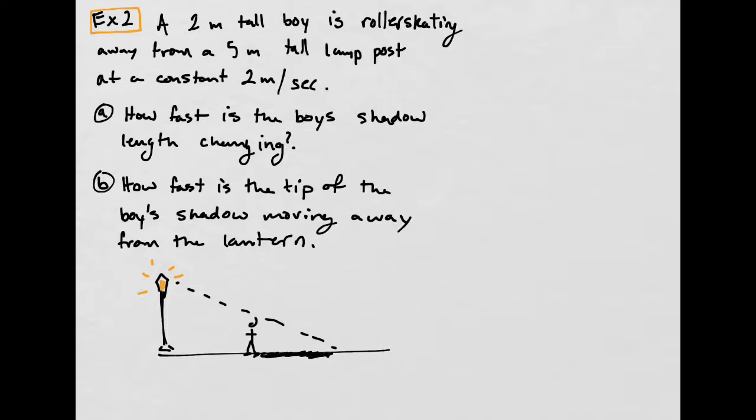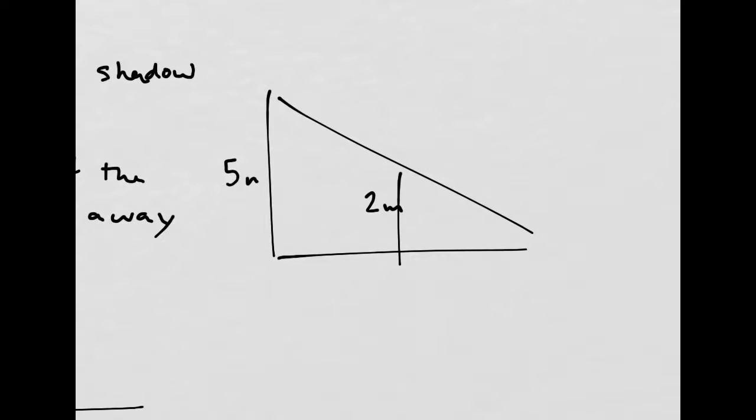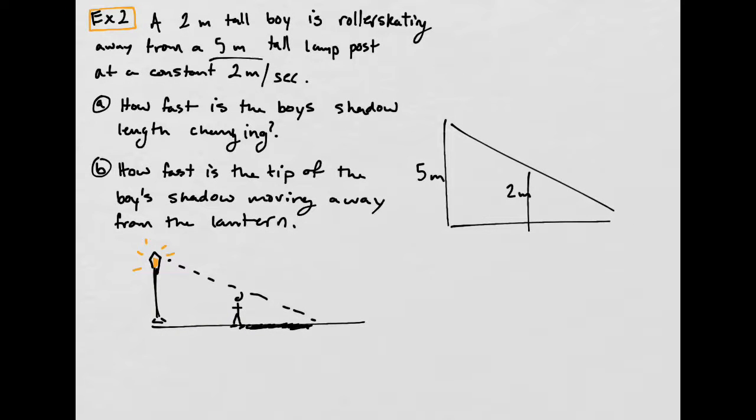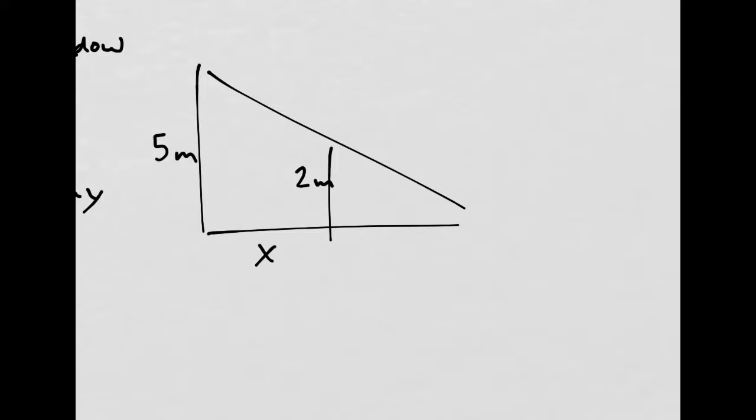All right, I'm going to draw a simplified version of this picture because we have similar triangles here. This is 2 meters because that's the boy's height, and this is 5 meters, because it says 5-meter tall lamppost and a 2-meter tall boy. Those don't change, so I can label those. That's perfect. What does change? Well, I know that changes. I'm going to call that x. That's just the distance from the boy to the lamppost.